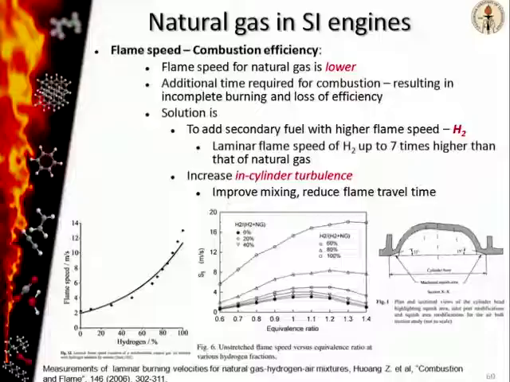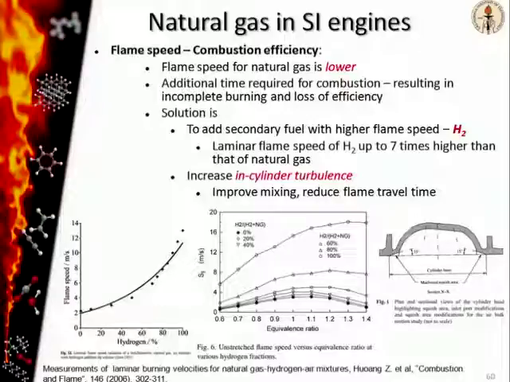So what I'm showing in these figures here is that over here you see that the flame speed for the mixture of natural gas and hydrogen goes up as you increase the hydrogen content in the fuel from 0 to, say, 100%. There's a considerable increase in the flame speed.